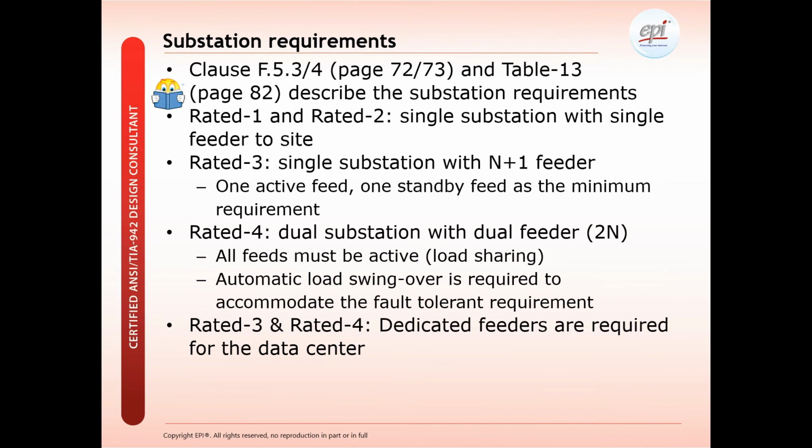Rated 1 and 2, we can have a single substation, single feeder. Rated 3 and 4, we need to have dual paths, but rated 3 is N+1 from a system perspective, so at any one time we only need one active and one standby. Rated 3 and 4 data centers should have dedicated feeders for the data center.